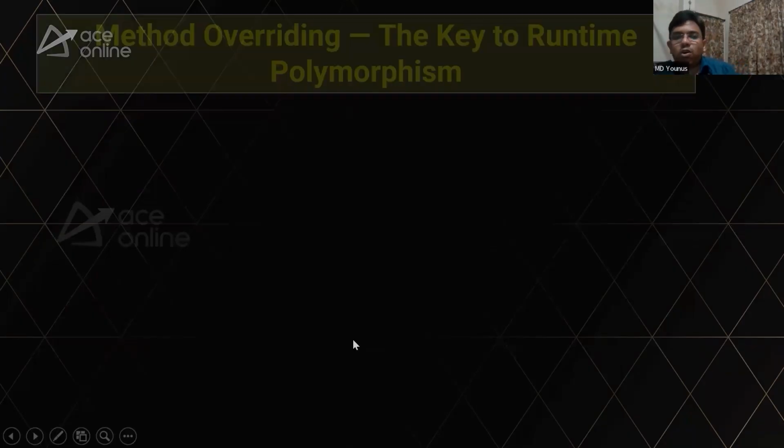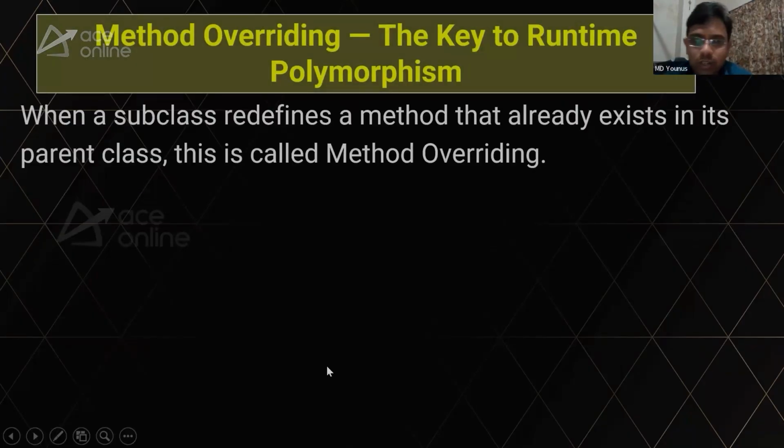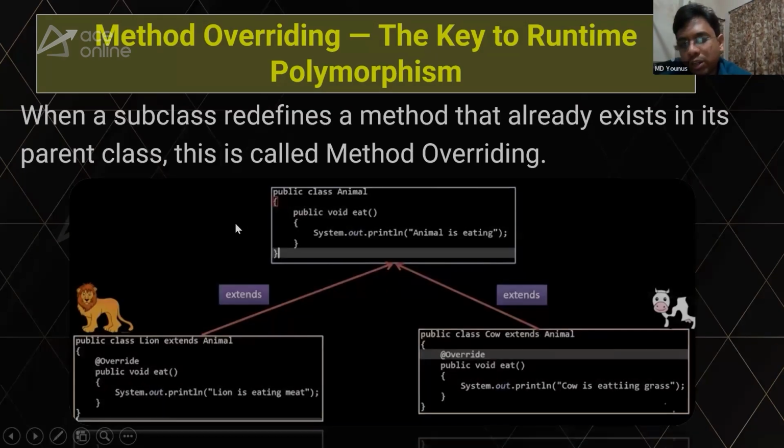So this is all about method overriding. When a subclass redefines a method that already exists in its parent class, it's called method overriding. Let's say we have a class called Animal, which has an eat method. Now Lion extends this Animal class and rewrites this eat method saying lion is eating meat. Similarly, let's say we have a Cow class which extends Animal and rewrites the eat method as cow is eating grass. So this is called method overriding.